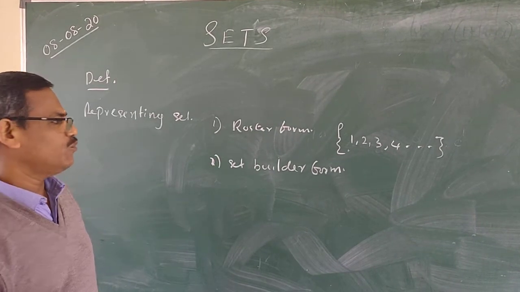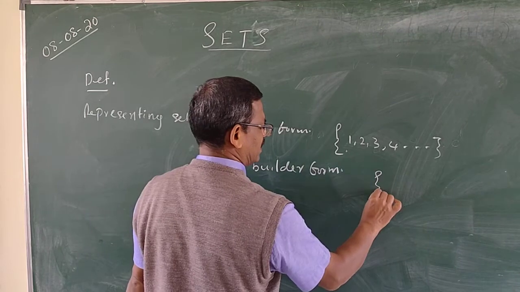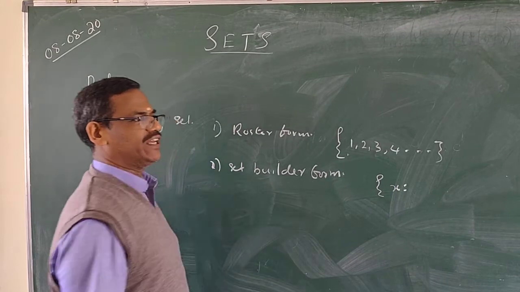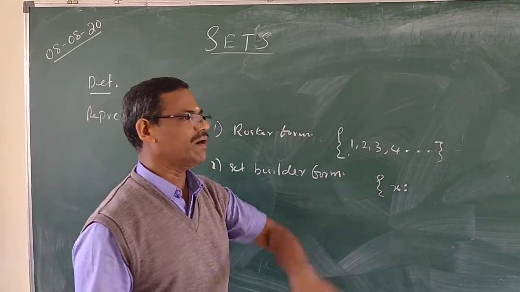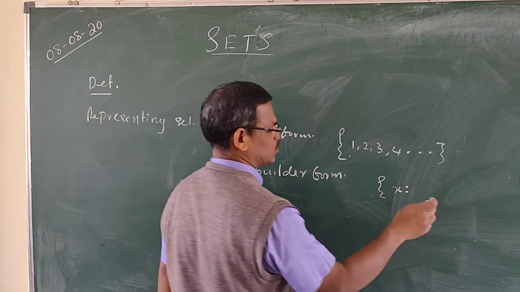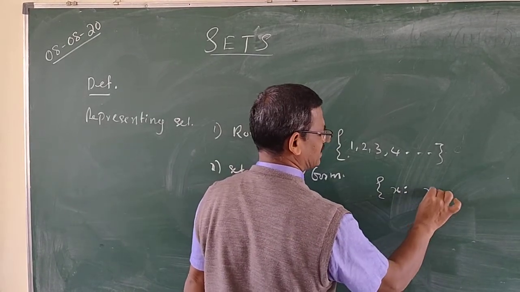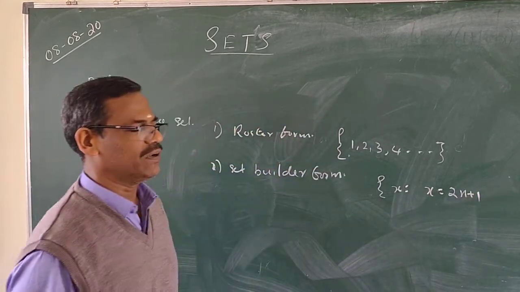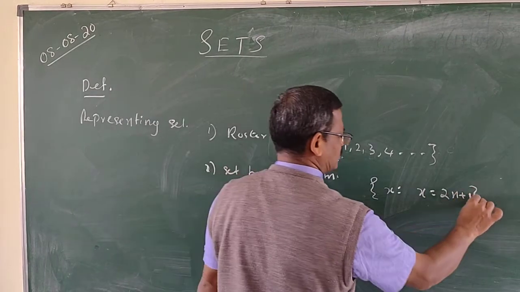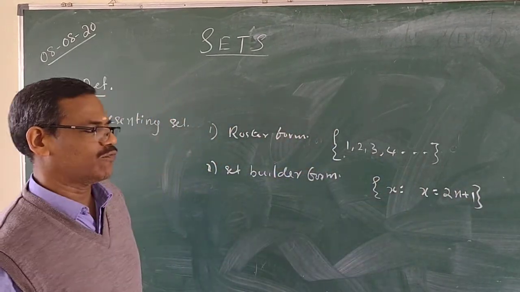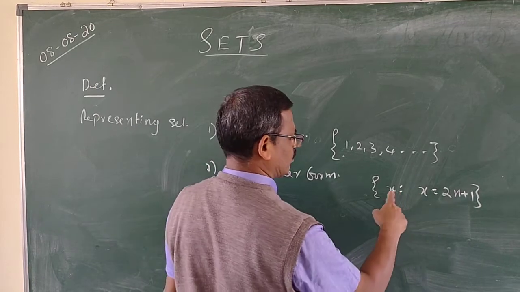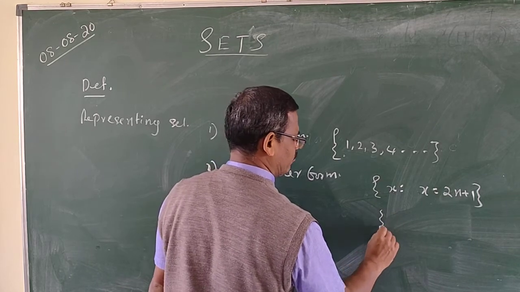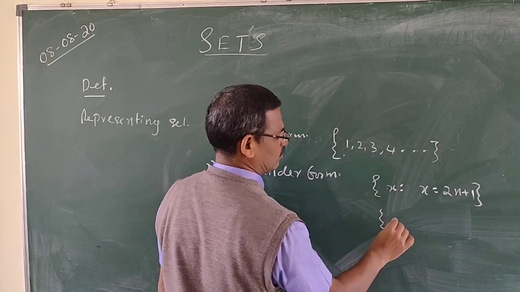In the set builder form, we represent the set by a variable, and a common property of the elements of the set will be explained. Say, x is equal to the set of all x such that x is equal to 2n plus 1, where n is a natural number. Then it is called a set builder form. So what are the elements that will come? We can write this in roster form also.